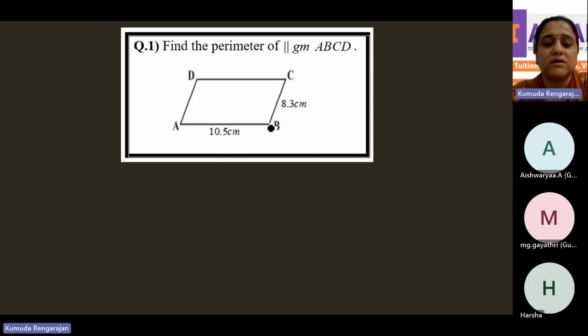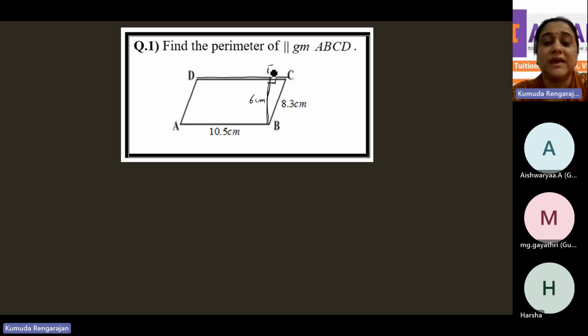Now, supposing you have an altitude like this, and the length of this altitude is say some 6 centimeters. Area of a parallelogram is equal to base into height, so base DC into the altitude on DC. Formula.